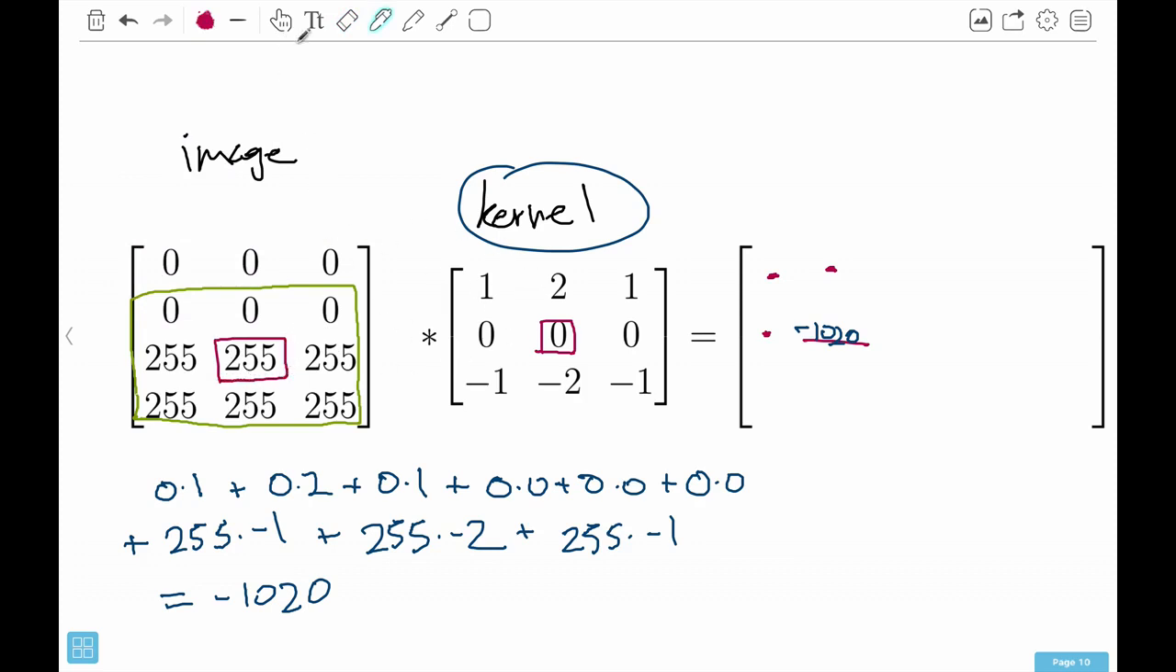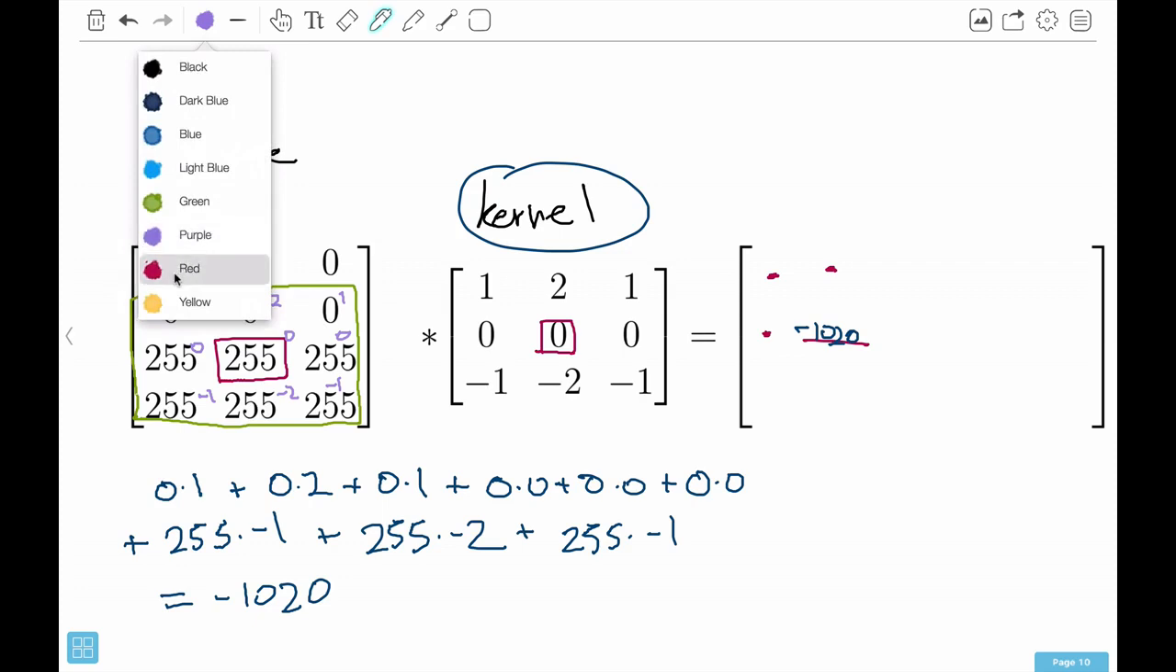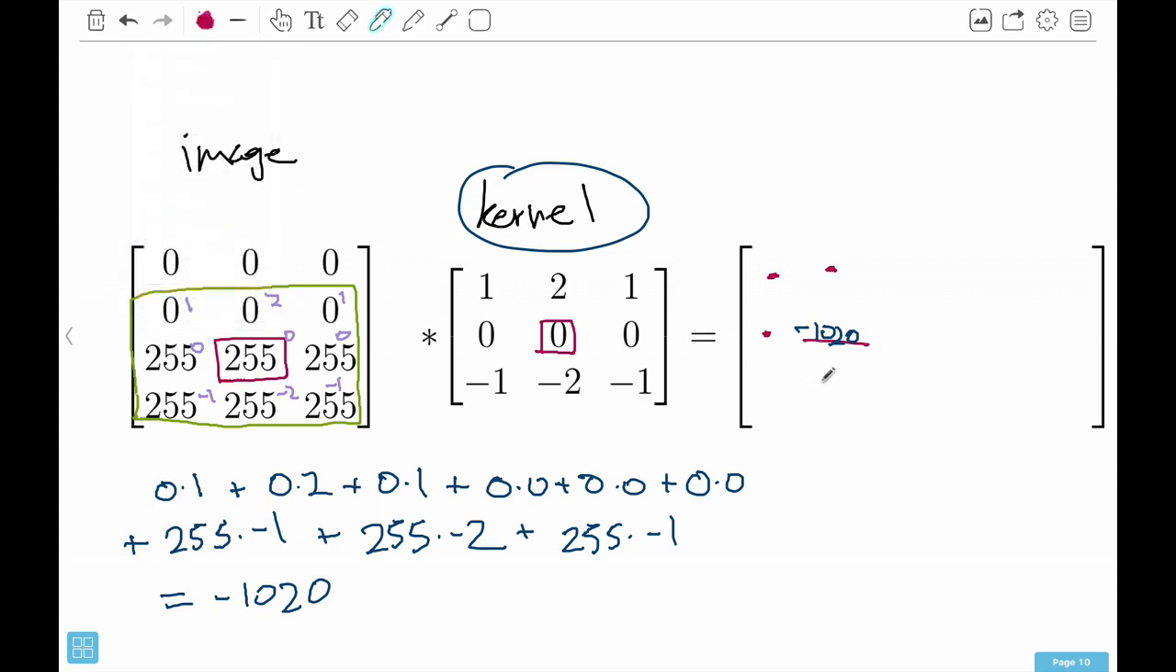And I want to overlay my values again in purple. So the first row is 1, 2, 1, 0, 0, 0, -1, -2, -1. Now where is this anchor point? Well, it is in the third row and the second column. So I know that the value that I want to fill out when I compute this operation is going to be right here. It's just one below this.